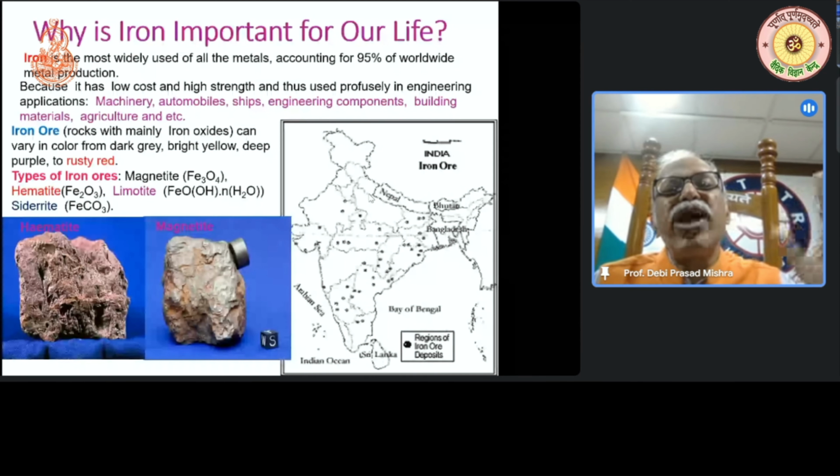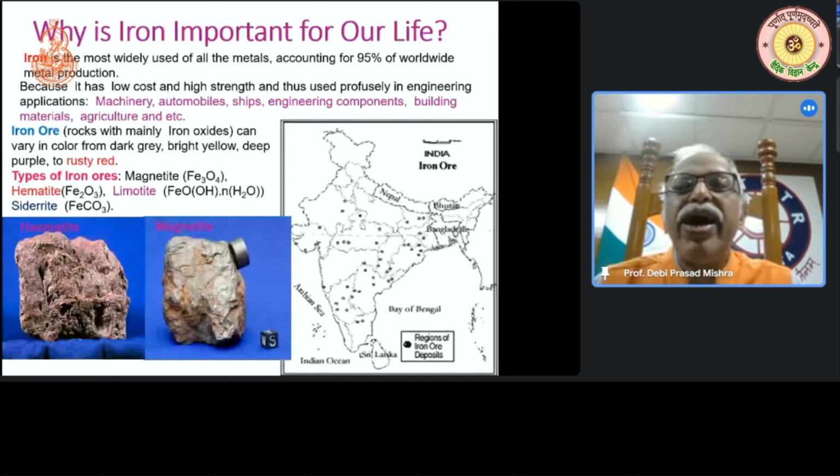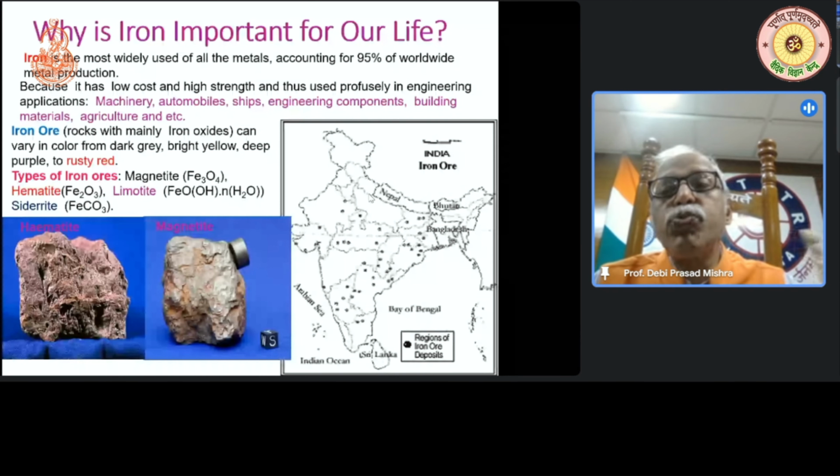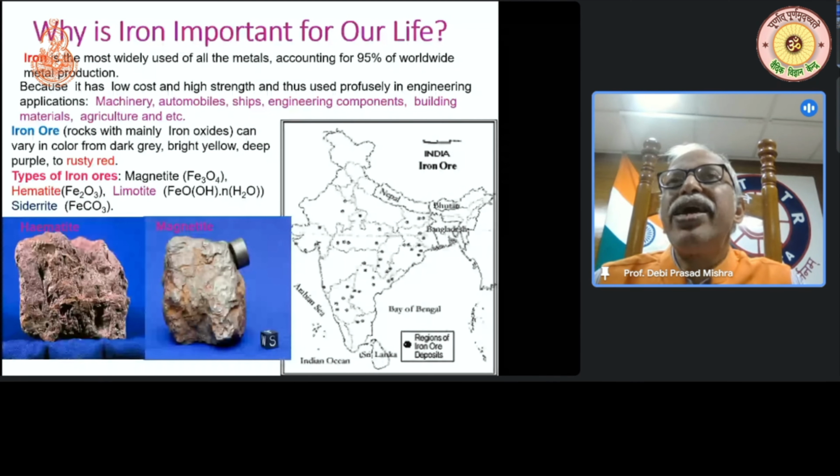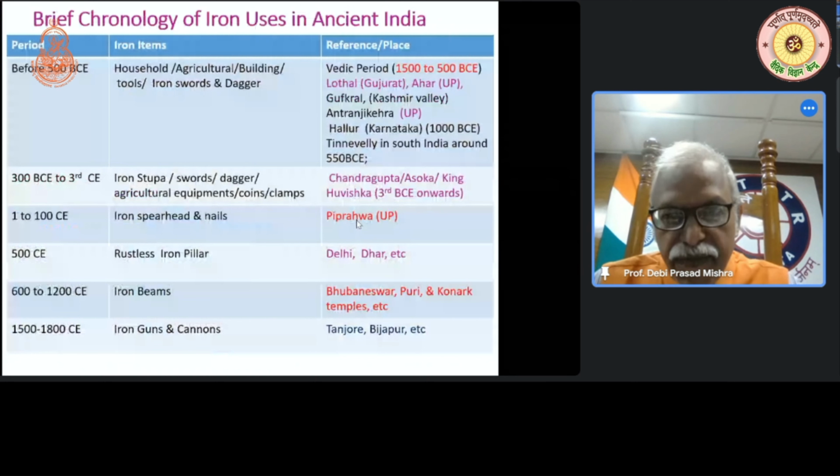Let us look back at a brief chronology of iron use in ancient India. It goes back to 1500 BC. BC means before Common Era. Generally, BC means people say before Christ. No, it has been changed. If some mistake might be there somewhere, you can correct it.